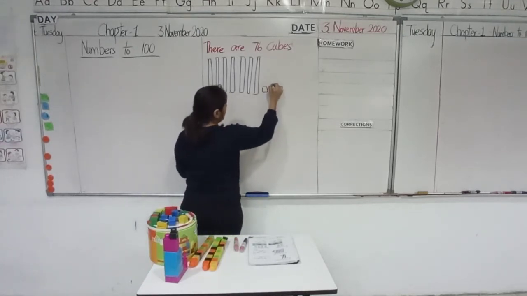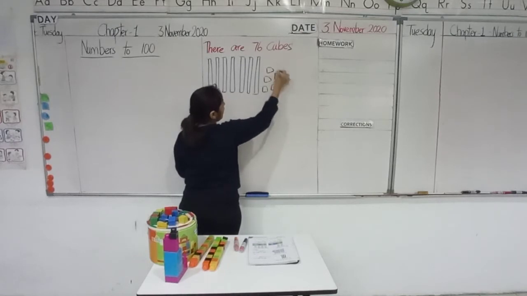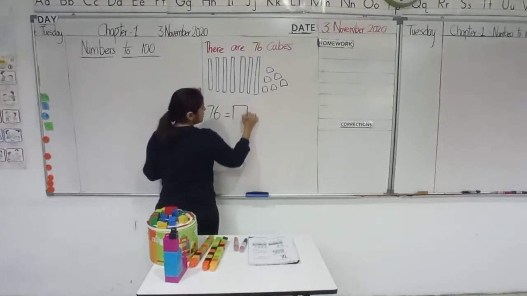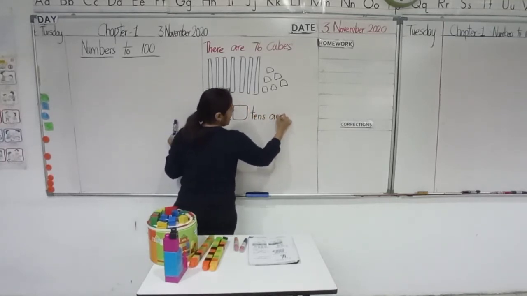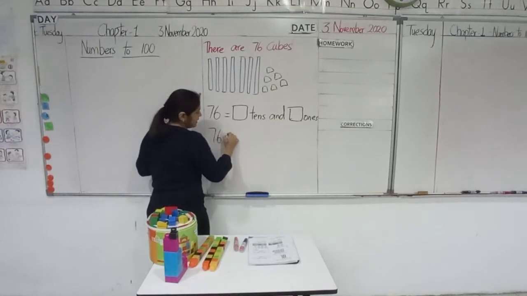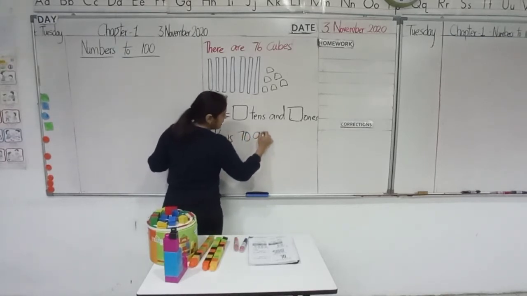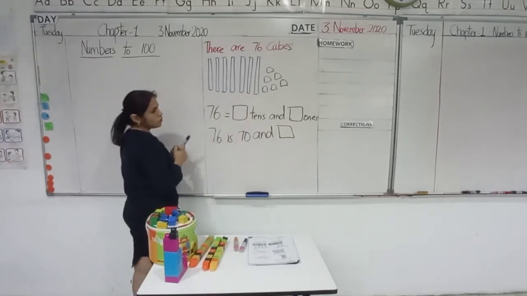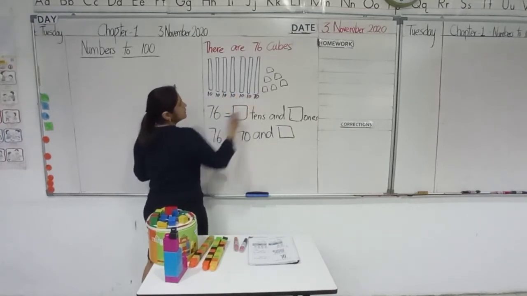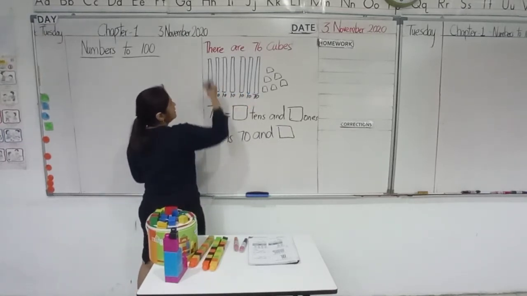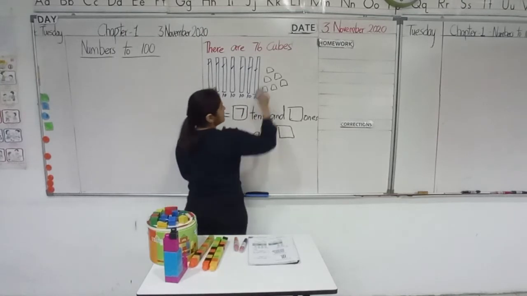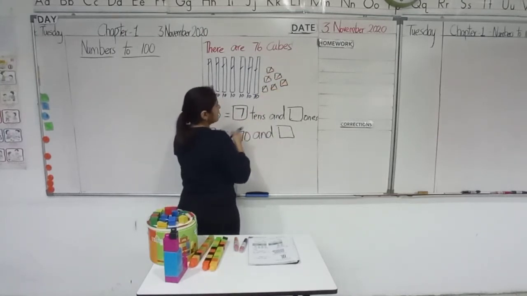7 tens and 6 ones. 1, 2, 3, 4, 5 and 6. So 76 is dash tens and dash ones. Okay, 76 is 70 and dash. So there are 1, 2, 3, 4, 5, 6, 7 tens. There are 7 tens and 1, 2, 3, 4, 5, 6 ones.